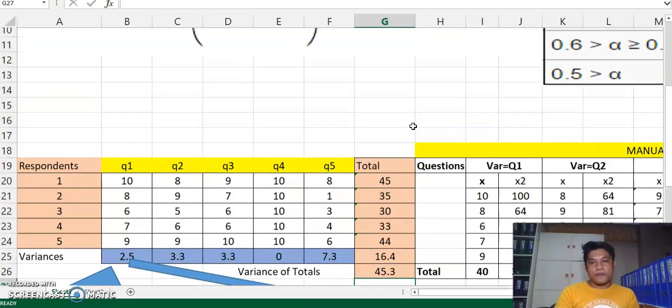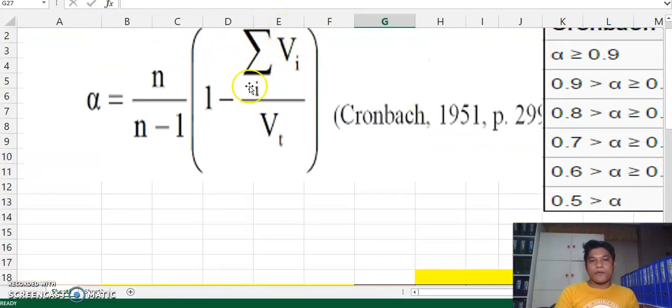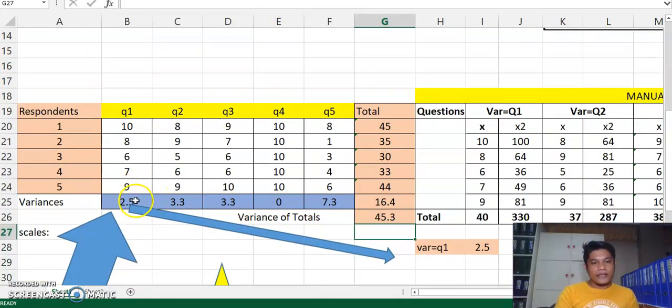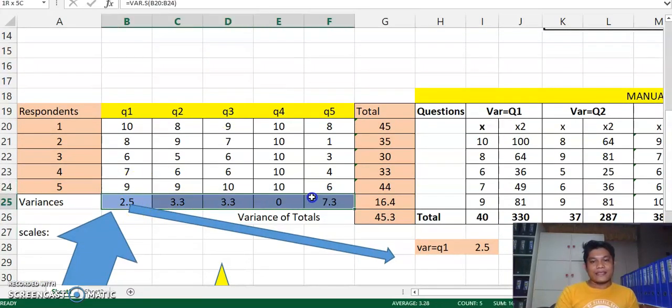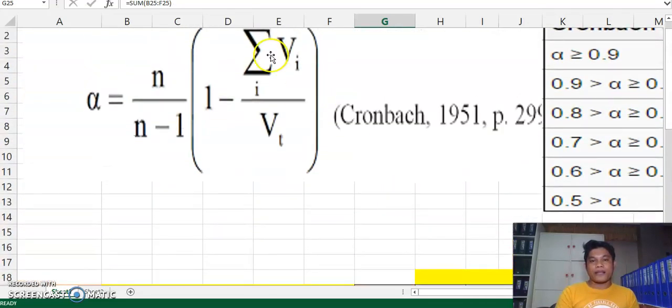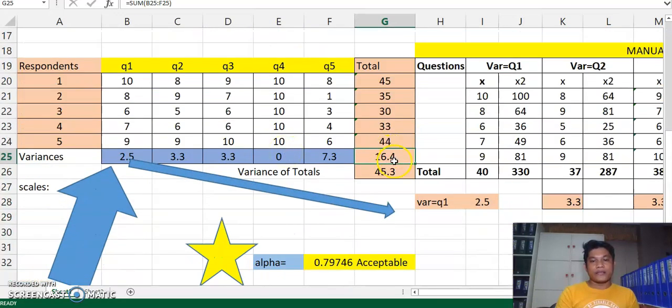And in the formula of Cronbach, in the upper part, you need the sum of the variances. What do you mean by the sum of variances? The sum of the variance per question. If you look here, you have variances from Q1 to Q5. You get the sum, and the total is 16.4. So you simply do the command equals sum, open, highlight the data until Q5, enter. And that is 16.4. This is now the data for the upper part, the summation of VI. And VT is the variance of the total, which we have here. Okay, you put that in the formula.